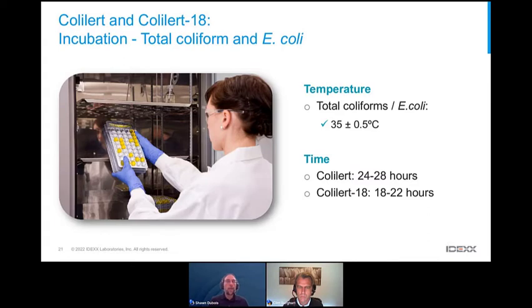For running Colilert and Colilert-18, basically it's incubated at 35 degrees C, plus or minus half a degree C. The different tests, again, have different reads. Colilert is a 24-hour test with results valid up to 28 hours. Colilert-18 is an 18-hour test with results valid up to 22 hours.